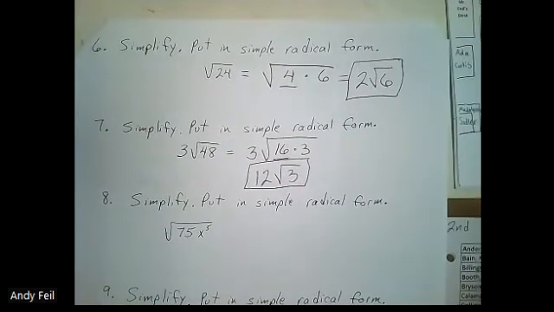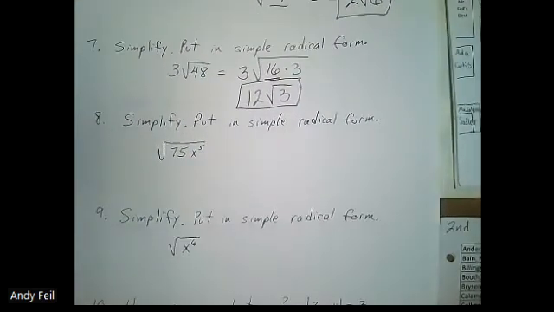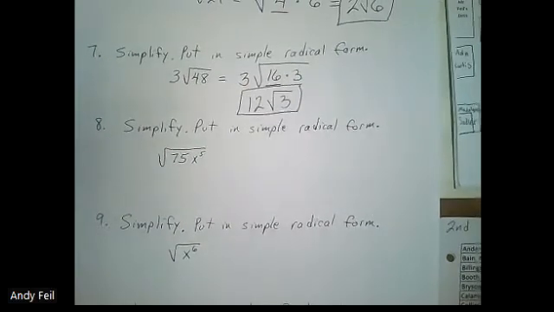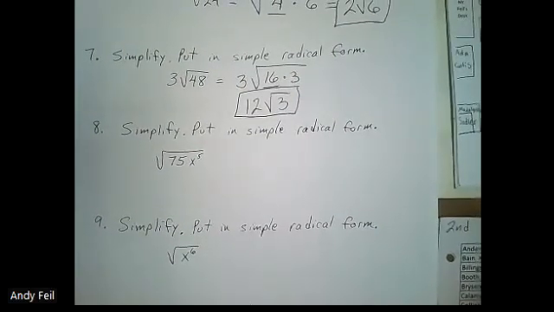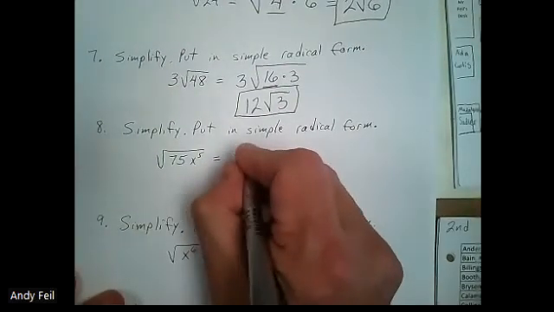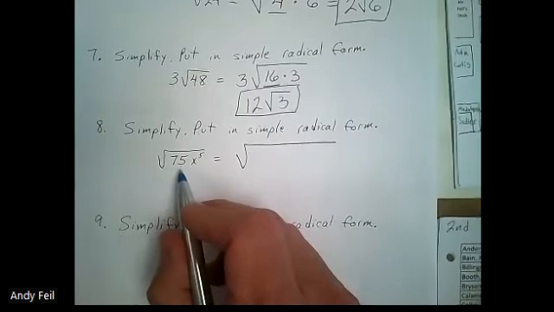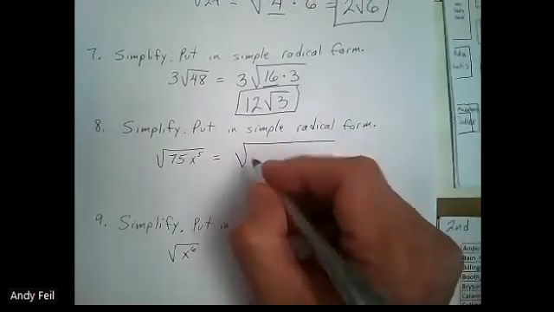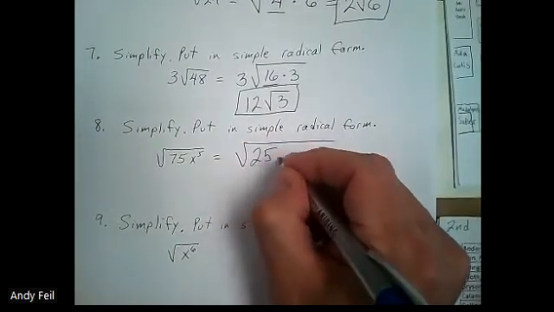Awesome. All right. Number 8. Ooh, they're putting radical or square roots in there, or variables. Eesh. All right, let's deal with the numbers. Numbers are fun. Letters are more fun. What's the biggest perfect square that goes into 75? 25. How many times? 3 times.